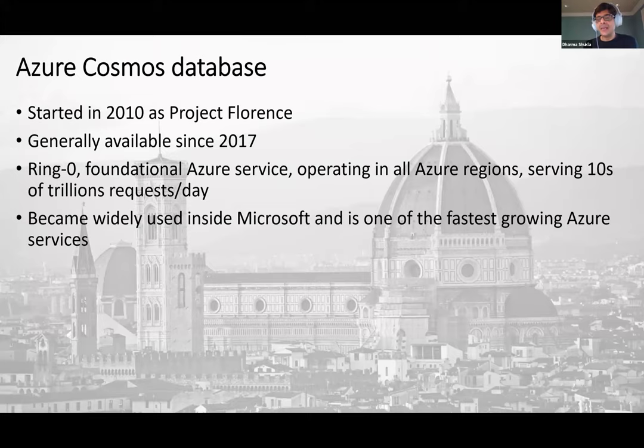And the motivation for that was to meet the needs of internal applications at Microsoft. Over time, it grew. In 2017, we launched it externally, and it is a Ring Zero service, which means that it is at the bottom of Azure stack. Many other services, both inside Azure, in Microsoft, including things like Teams, and other parts of Microsoft, they use it heavily. And also external customers of Azure use it for mission critical workloads.